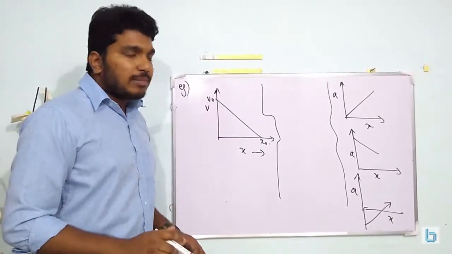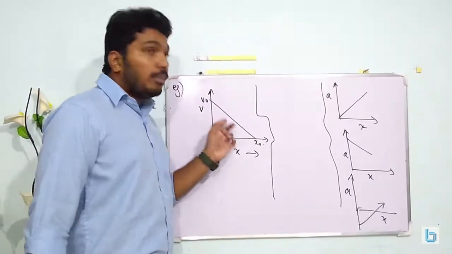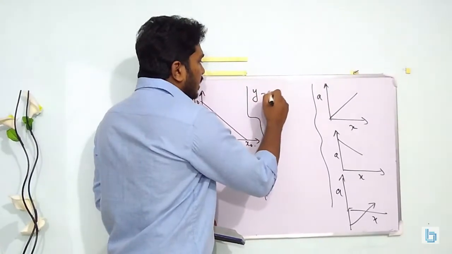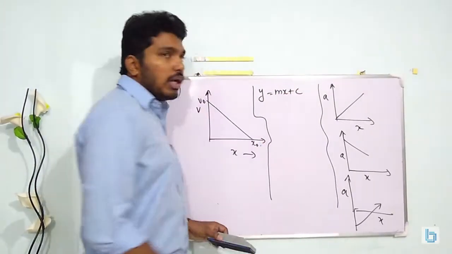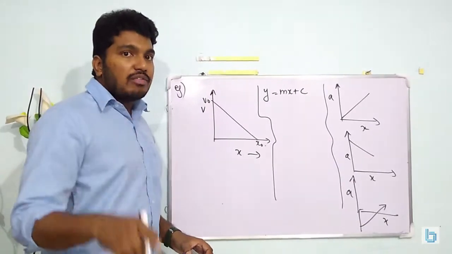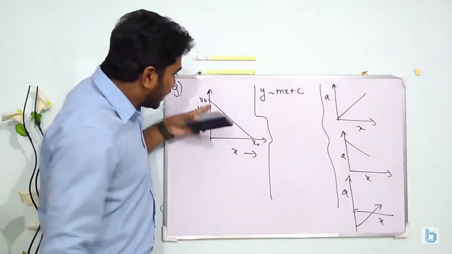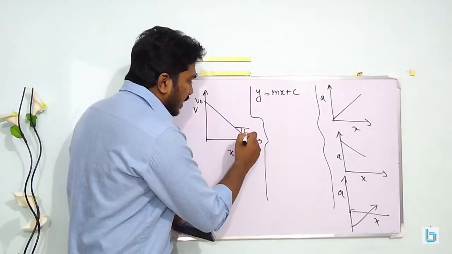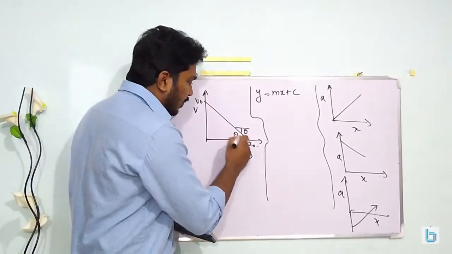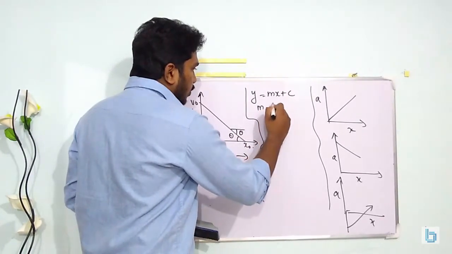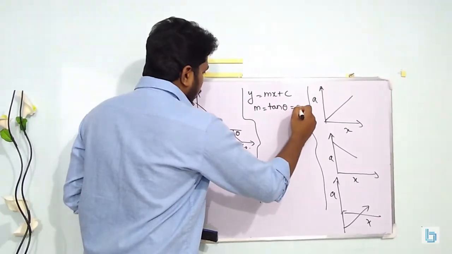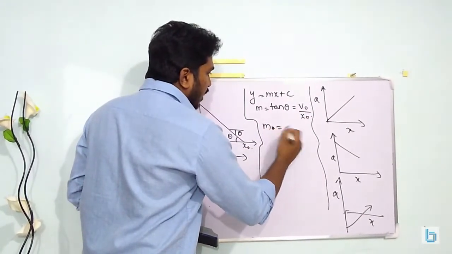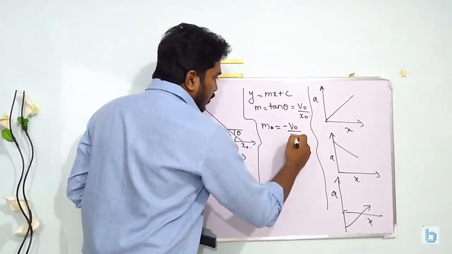The first thing is, you have to determine what is the slope of this graph. As you can see here, this is actually a straight line, right? So y is equal to mx plus c is the equation for a straight line. First of all, identify the corresponding slope here. It is a negative slope, which is clear from the figure. The slope will correspond to tan theta. So tan theta, or m, will be equal to v naught by x naught. So m is the slope, retardation, right? So minus v naught by x naught.